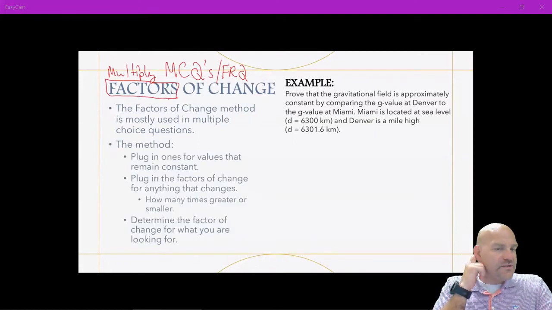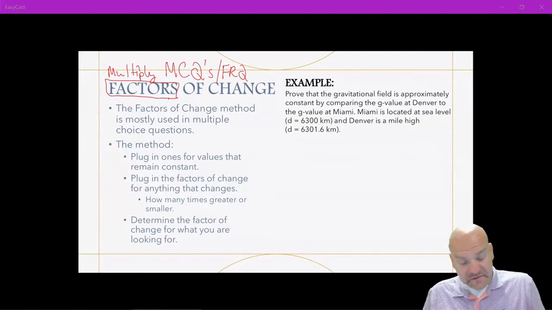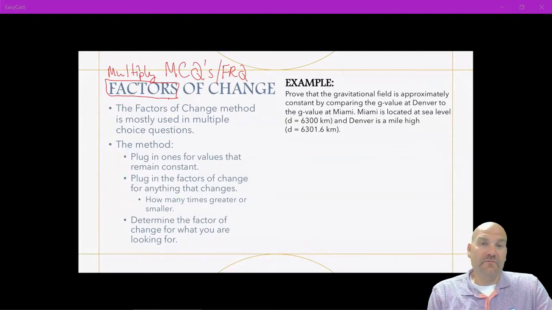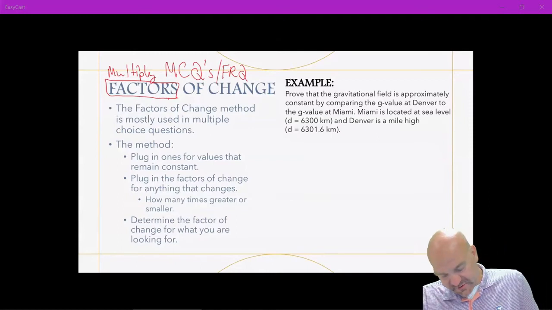So what you're going to do is plug in ones, like the number 1, for values that will remain constant. So if they don't change, plug in a 1 for that value. Then you're going to plug in the factors of change for anything that changes. Okay, so what this means is how many times greater or smaller. So if I double the force for F, I'm going to plug in a 2. Okay, and then you're going to determine the factor of change for what you're looking for. Okay, and this is a little bit of algebraic solving.